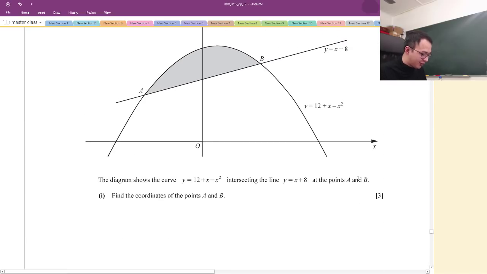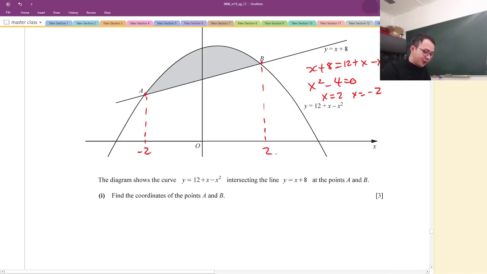Where's my integration? Okay, so find the coordinates of A and B. A and B are basically the intersection points. Sub y into the y here. So x plus 8 equals 12 plus x minus x squared. So x squared minus 4 equals 0. So x equals 2, x equals negative 2, simple. So this one should be negative 2, this one should be 2.